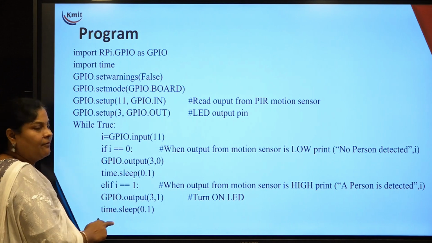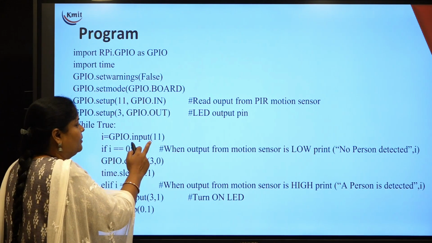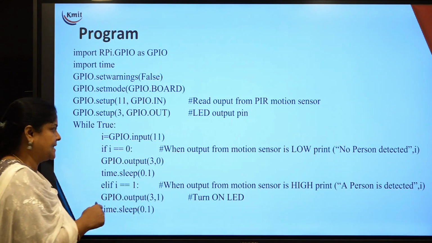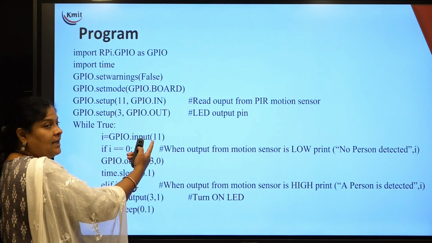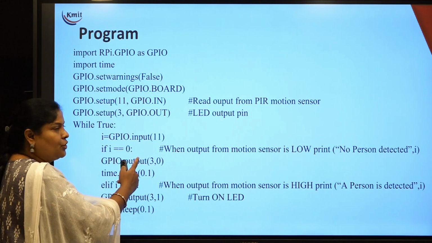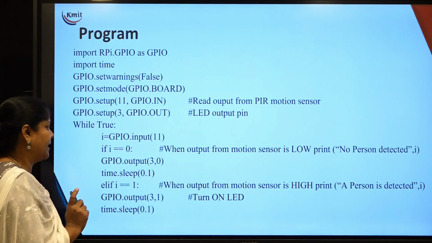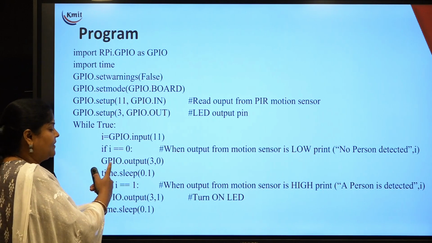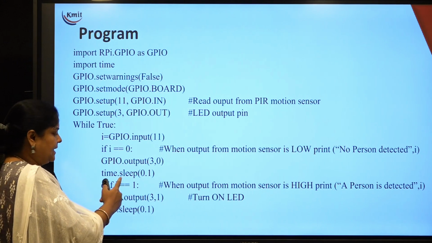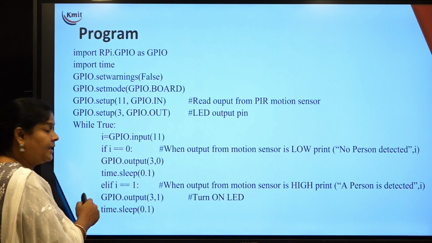Next you write a while loop where you take a variable i equal to GPIO.input(11). So whatever input is collected from the PIR sensor is taken from the 11th pin and stored in the variable i. If i is equal to 0, that means no person is detected in the detecting area of the PIR sensor. In the same way, GPIO.output(3, 0), time.sleep(0.1), so for some fraction of a second, it is off.